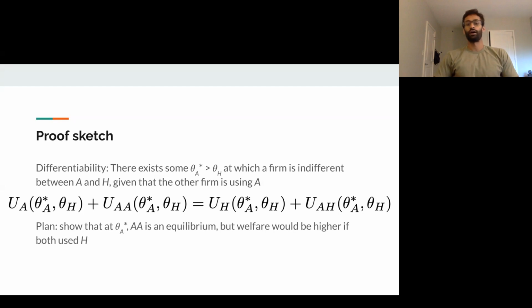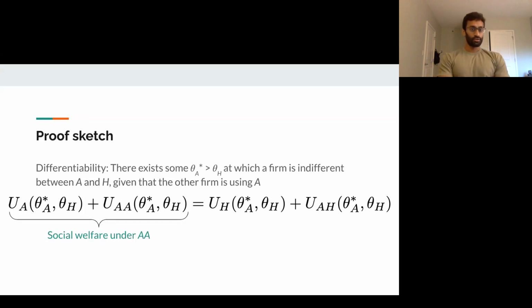I haven't quite got to your question about making it a dominant strategy equilibrium, or even strictly dominant. Basically, once we get to this point, if you perturb things up a little bit, you'll get exactly that value. But the plan for today is to show that at this value where you're indifferent, both firms using the algorithm is an equilibrium, but welfare would be strictly higher if they both used H instead.